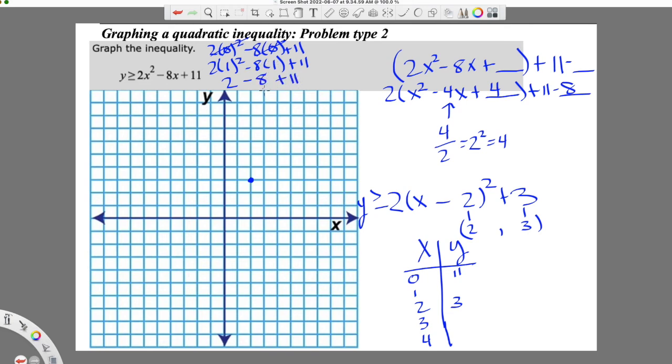So now I have 8, 9, 10. Oh, sorry, that's minus. Silly me. Negative 6. Make sure you're paying attention to your negatives there. So 2 minus 8 is negative 6 plus 11. That's going to be 5, positive.